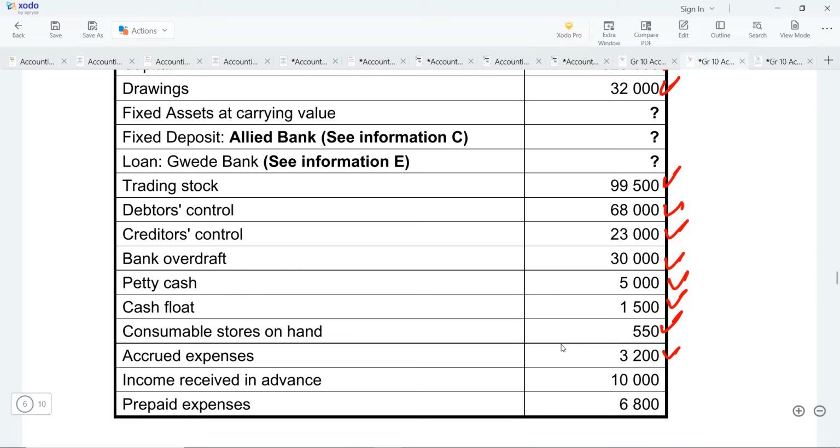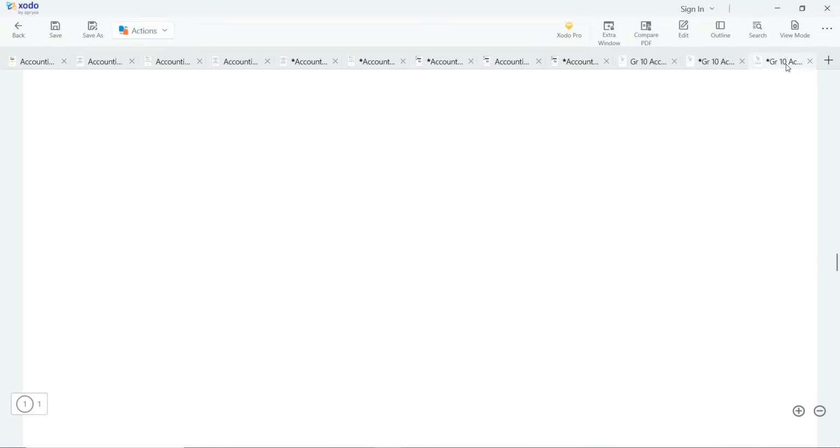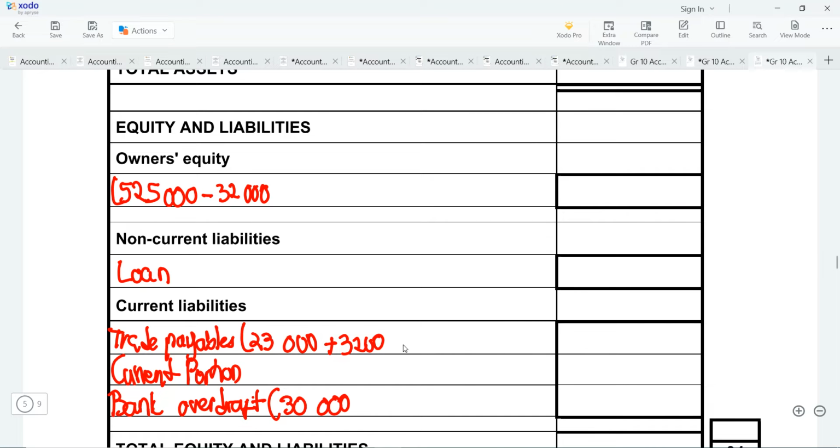We have income received in advance. Remember, income received in advance is a liability, so it's supposed to be part of our trade and other payables. So we are also going to say plus 10,000. So you can see that by knowing structure, I can earn some marks just by entering things in their appropriate place without having gone to the adjustments.